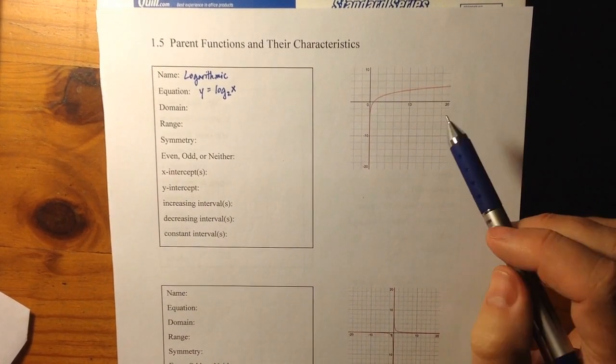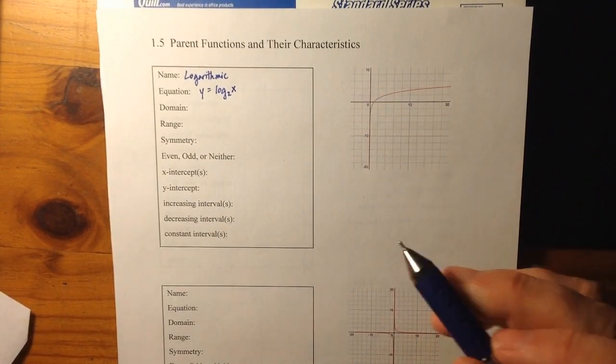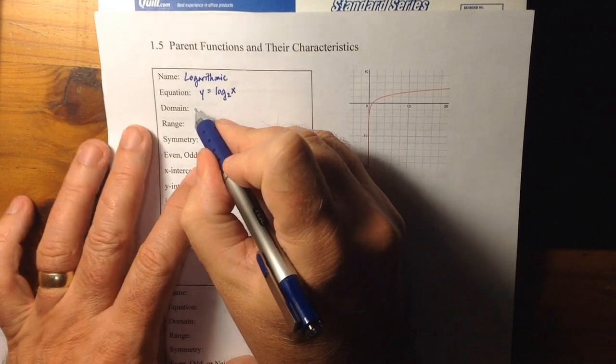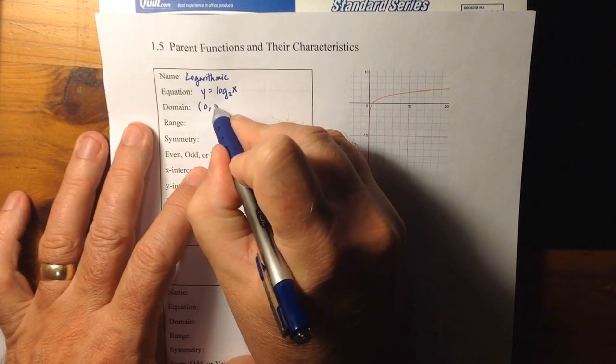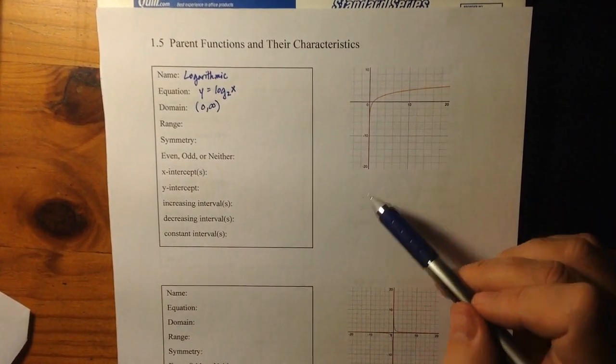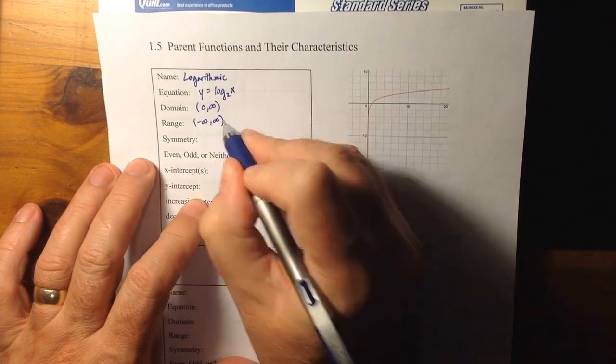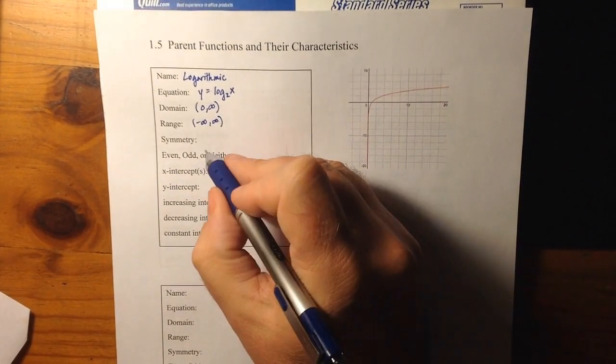Domain. Now this one does not go forever to the left. In fact, it goes to the y-axis. Not included, but it doesn't touch the y-axis. So the domain would be 0 to infinity, not including the 0. The range, though, it does go down forever, it goes up forever. From negative infinity to infinity. Does not have symmetry.